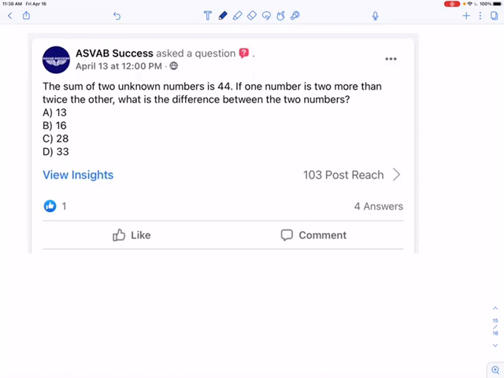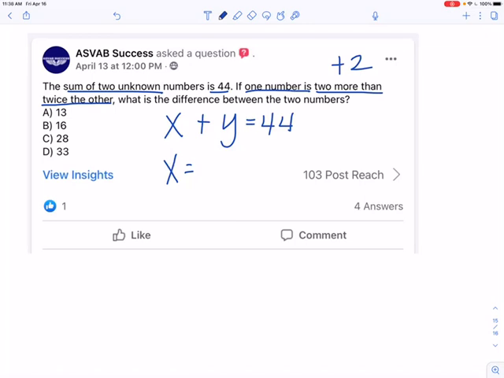Okay, so sum of the two, x plus y. We're just going to pick two variables to represent the unknown numbers. x plus y is 44. So that sum of two unknowns is 44. Next one. One number, so x, I can choose whichever one of the two, is 2 more than, so plus 2, twice the other one. So 2y plus 2. The question is, what is the difference between the two numbers?